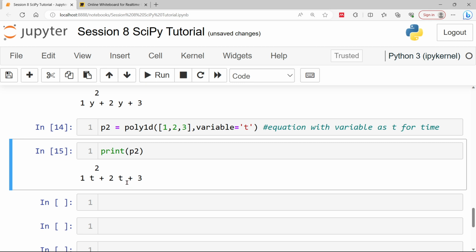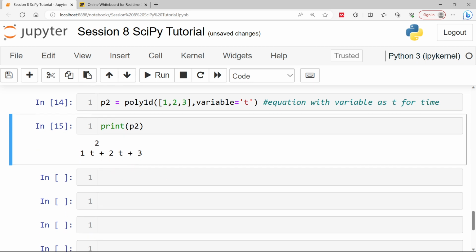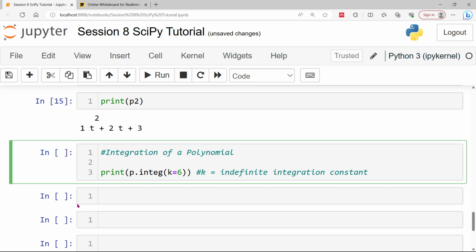So moving on to our next topic, which is relevant to the integration of polynomials. You guys might have heard of the integration part. So we have a solution for this also. The integration function is called integ, with k equal to 6.